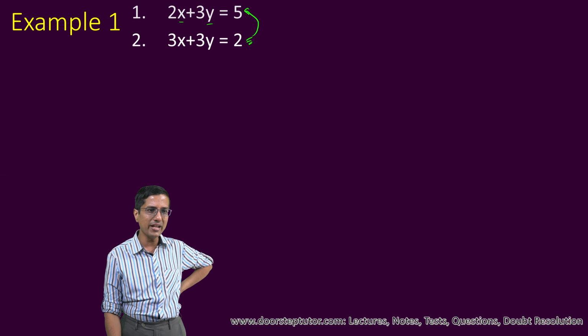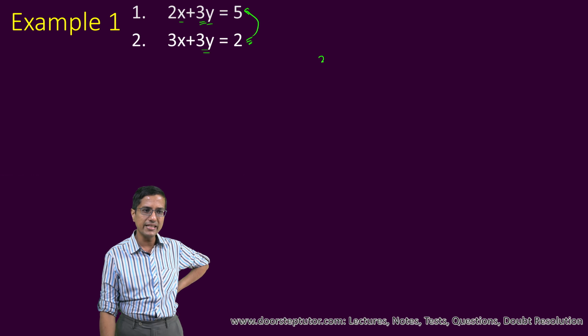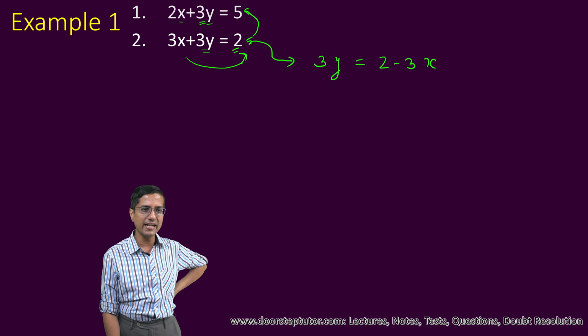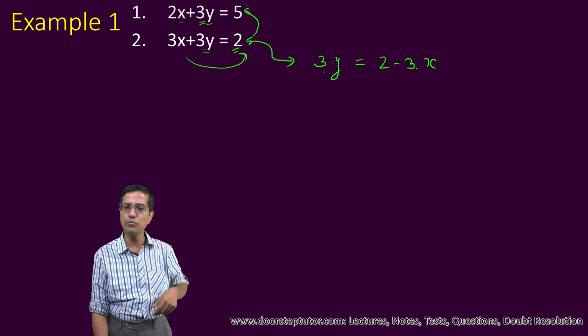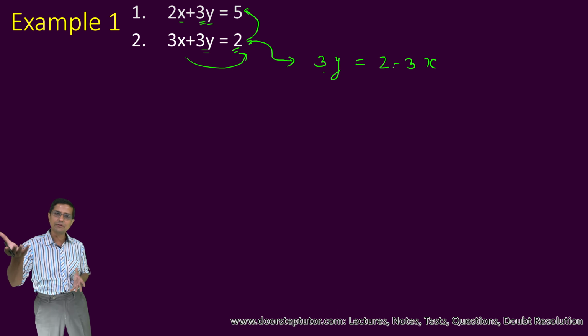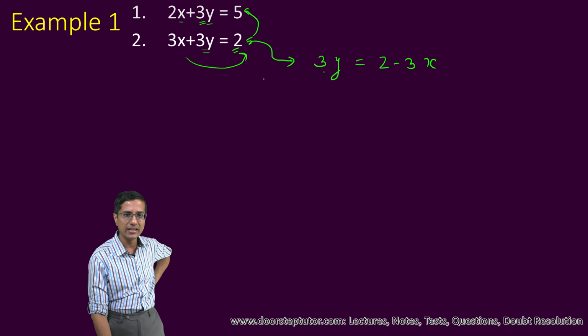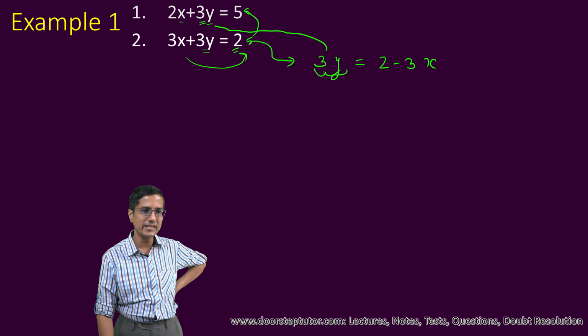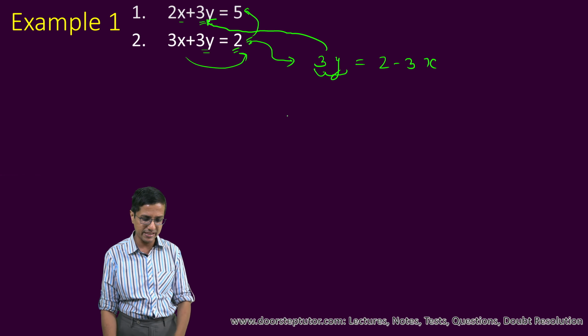So here we have 3y, and here also we have 3y. So what we'll do is say 3y from the second equation. I'm saying that 3y is equal to 2 minus 3x. I can say that, right? Because I took the 3x to the other side and I got 3y is equal to 2 minus 3x. So now I have expressed y in terms of x using the second equation. Now I substitute this value of 3y right here. So that is the substitution method.